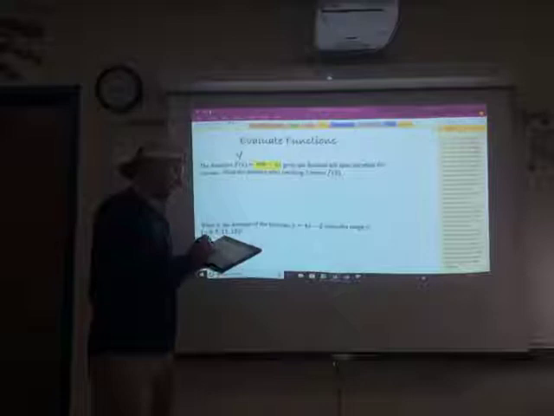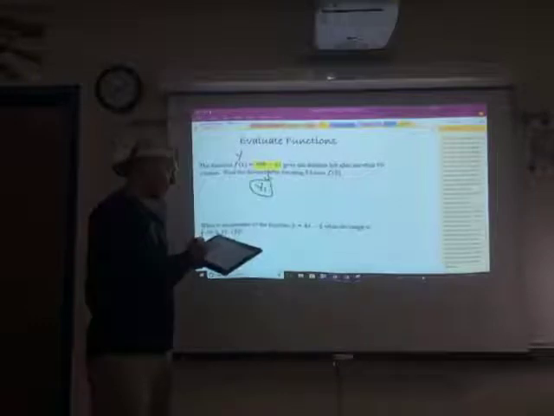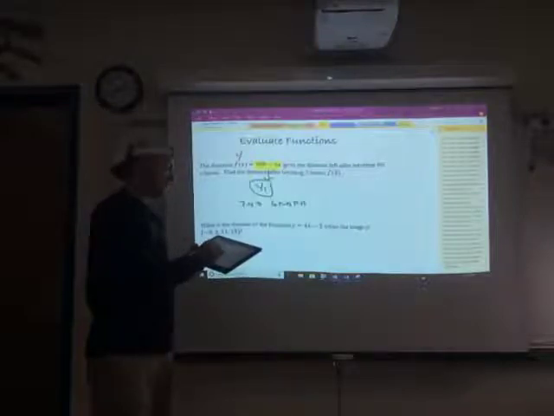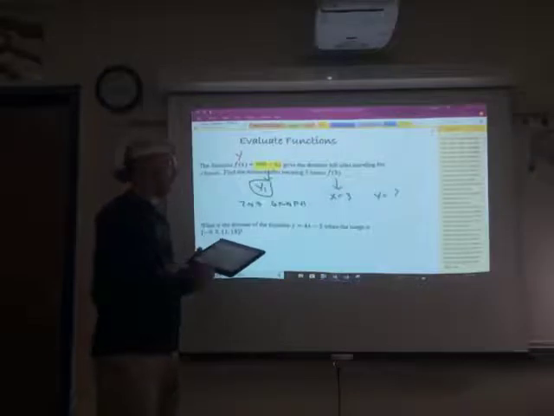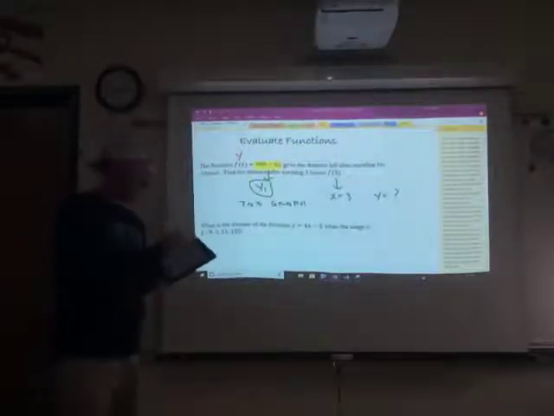So all we need to do here is input this function into our y1. We then can go look at table values, second graph, and we can find when x is 3, what is our distance left to travel? It's that simple.